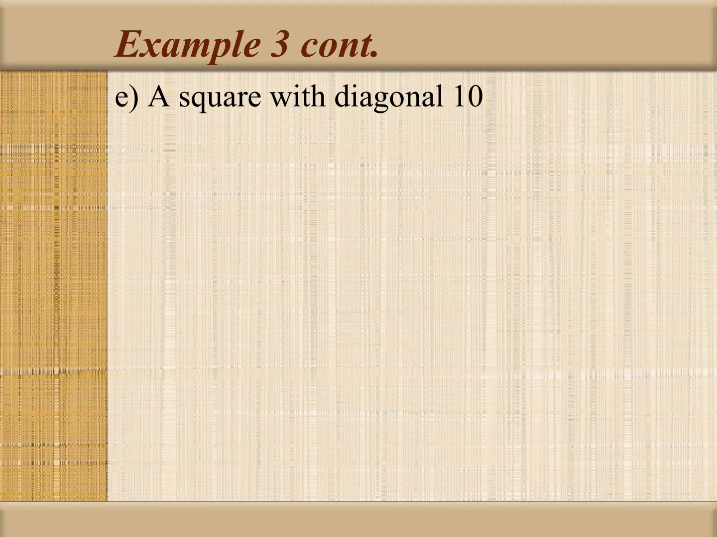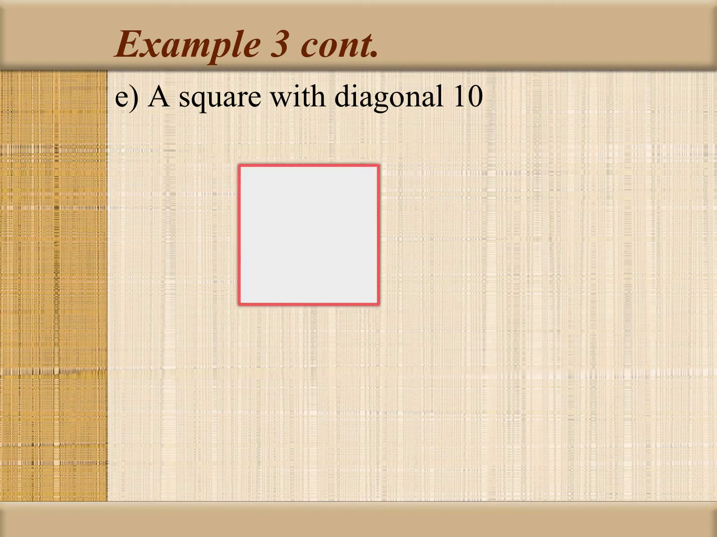Next, we have a square with a diagonal of 10. Let me draw a square. So I have a square. I'm going to draw in my diagonal, and it tells me it has a length of 10.